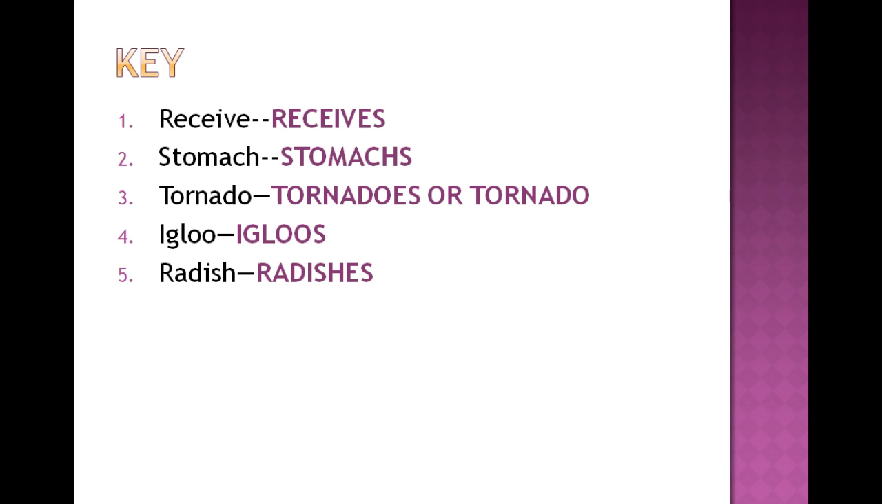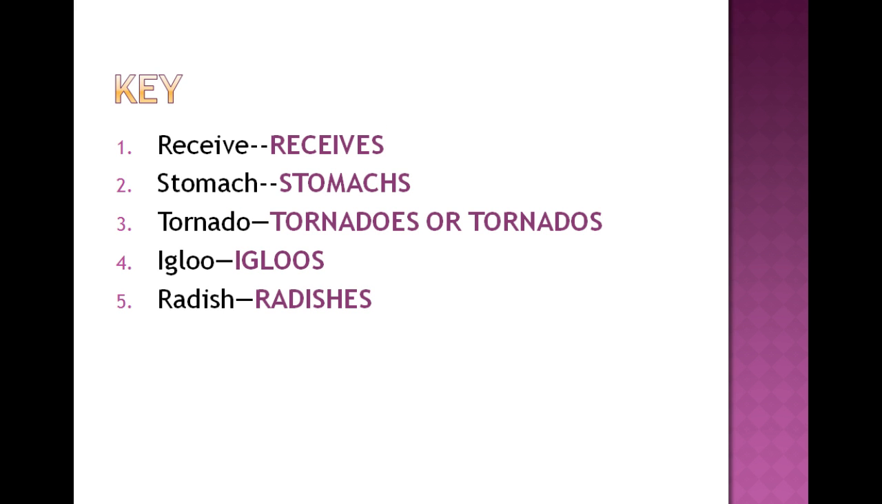Receive, you should have just added an s. Stomach, which has a ch that makes that k sound, you should have just added an s. Tornado, you could have chosen to add either es or s. Igloos, two vowels, the last one's an o, so we just add an s. And radishes, we just add es because it ends in sh.